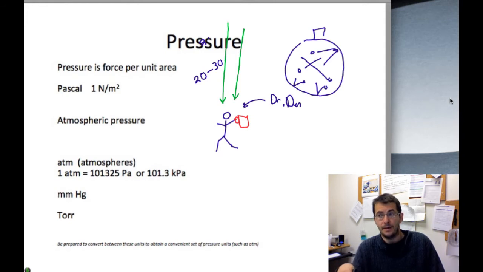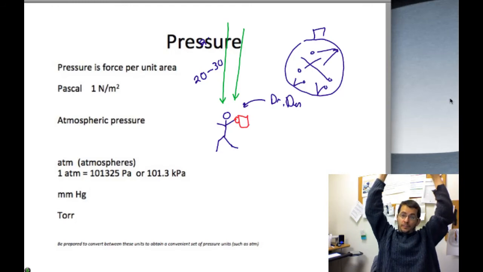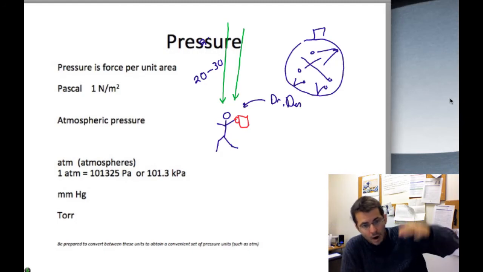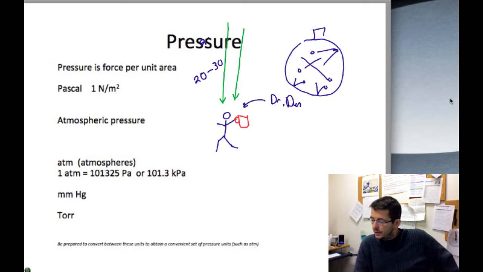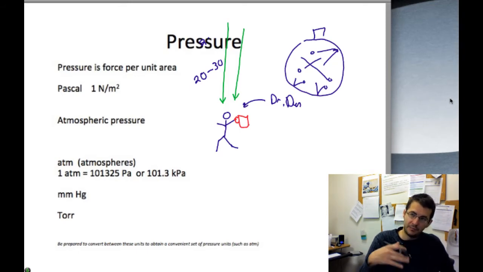And above us is this column of air, 20 miles tall, pushing down on us. And the weight of that air exerts a pressure on us. And so we have defined a standard unit for pressure as an atmosphere. It's the approximate weight of the atmosphere on us at that given time, and it's given the abbreviation ATM.